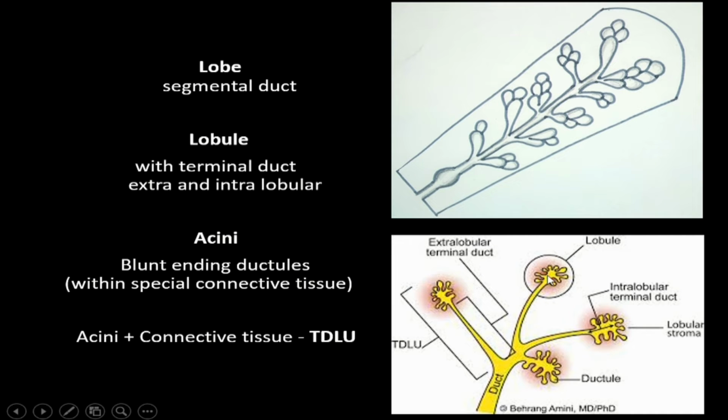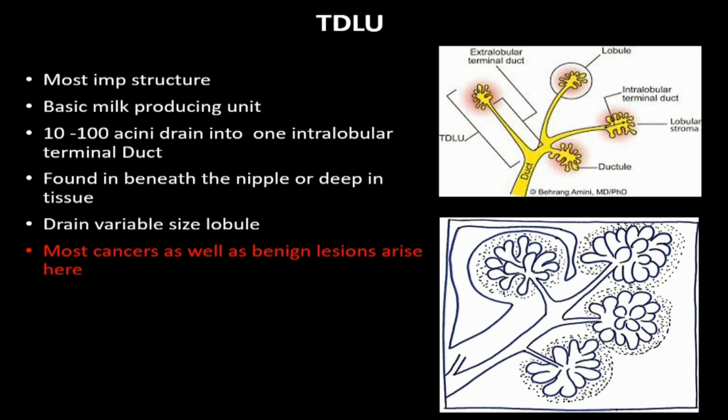Why am I so keen on showing all this? Because all cancers harbor in this region, and this specialized connective tissue around it. So this is the TDLU. If you forget everything else, it's acceptable. Please don't forget this particular anatomy. So the TDLU is the most important structure. It is the basic milk producing unit, and most cancers as well as benign lesions arise in here.